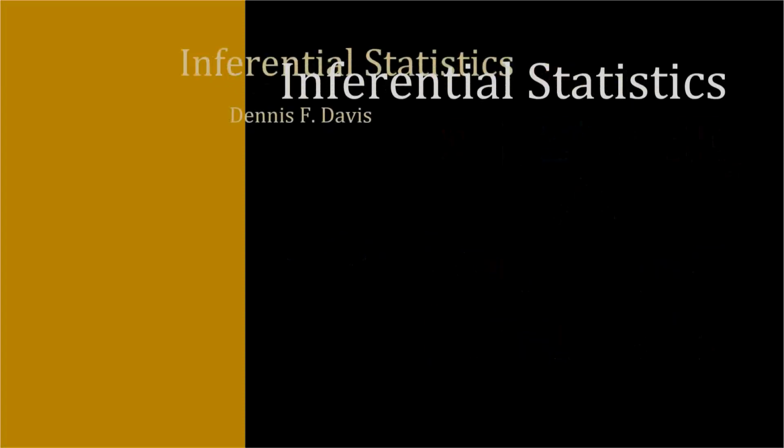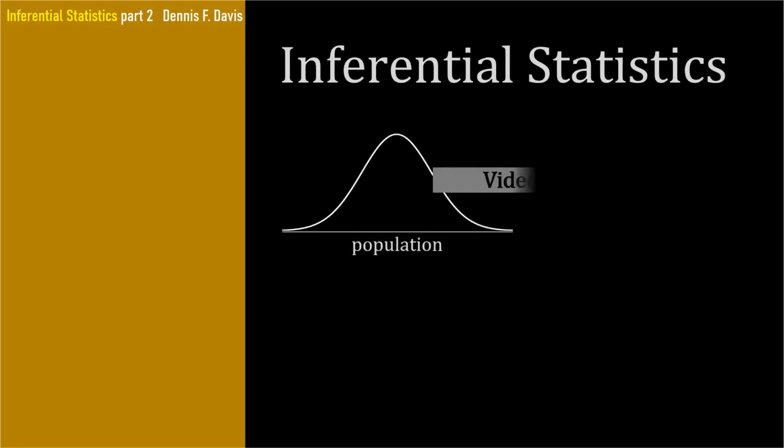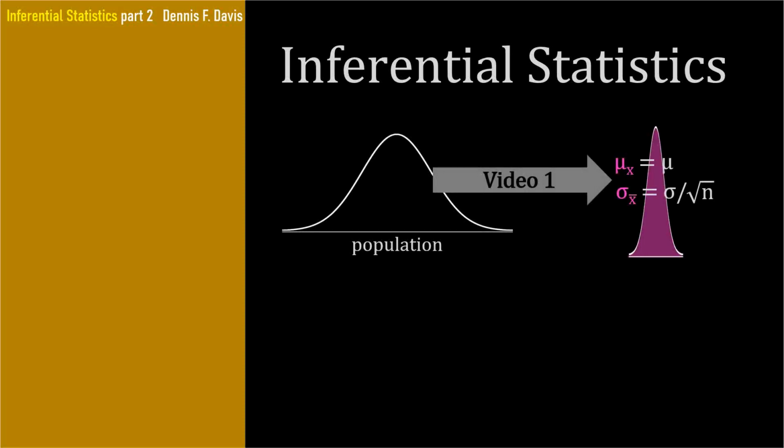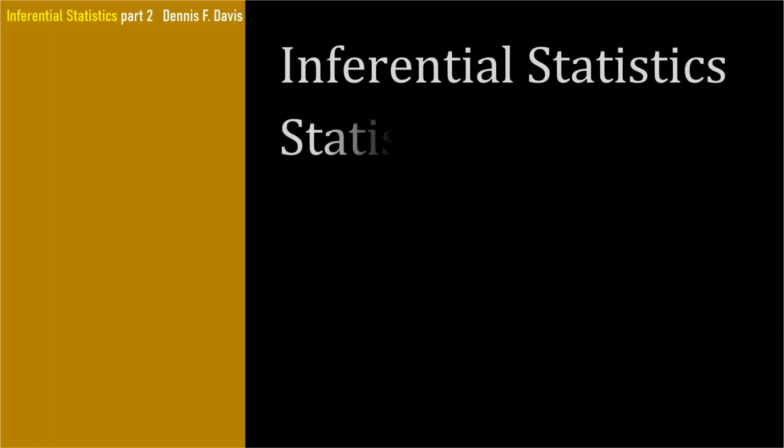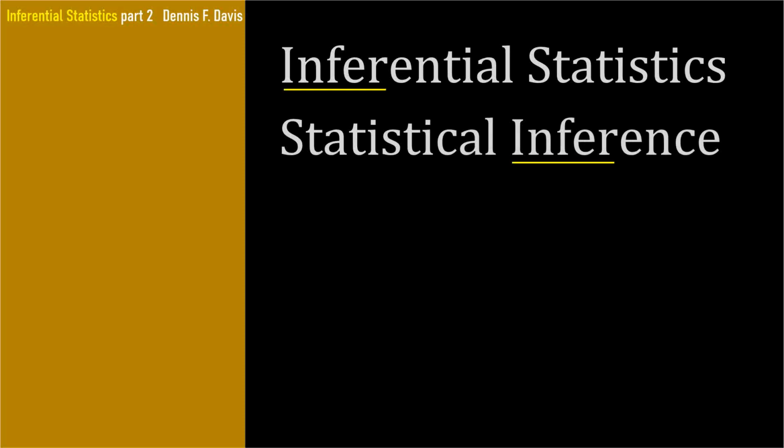In Video 1 on the sampling distribution, we considered a population and described the characteristics of a sample drawn from it. In Video 2 and 3, we're going to go backwards. We'll examine the characteristics of a sample and make inferences about the populations from which that sample could have reasonably been drawn. This is where inferential statistics, or statistical inference, gets its name.